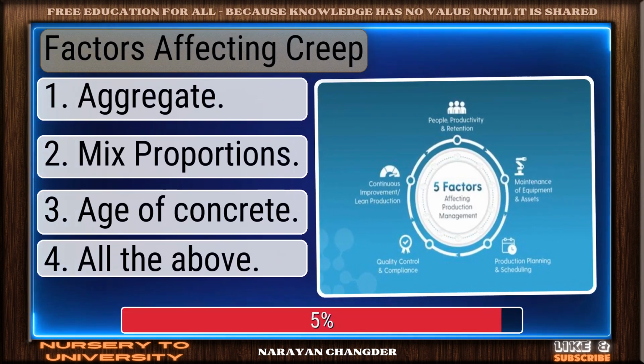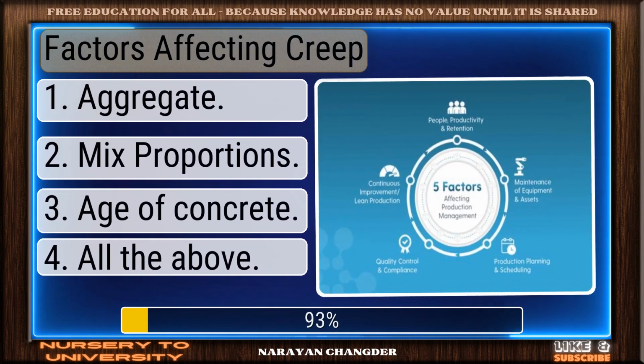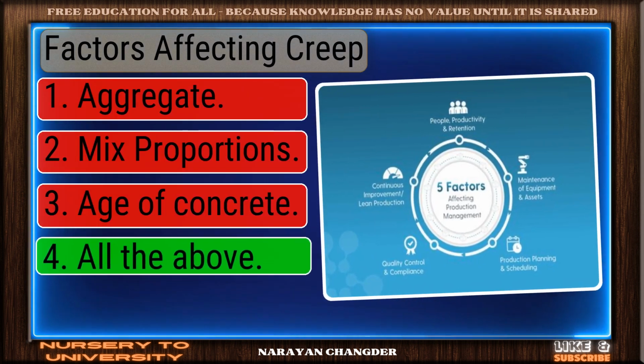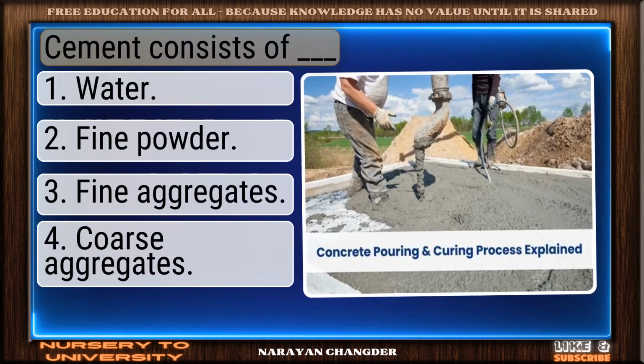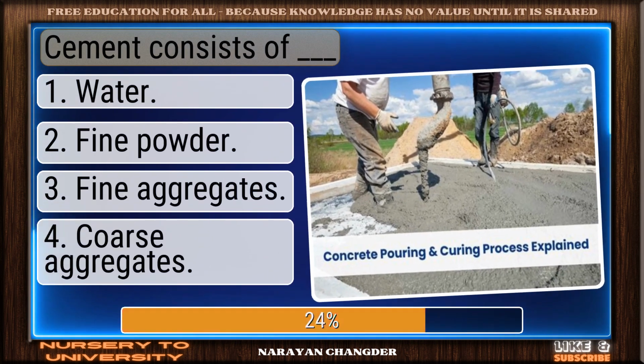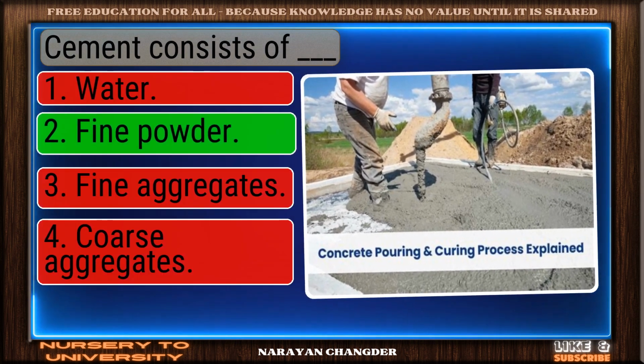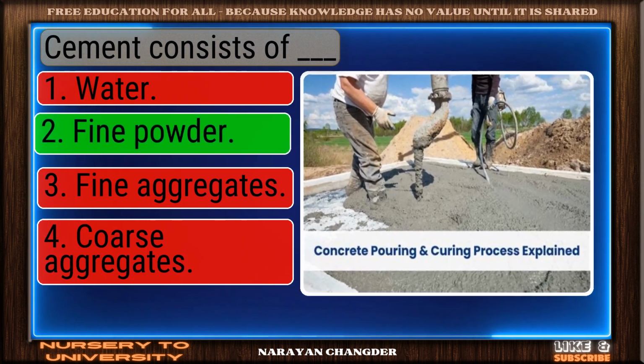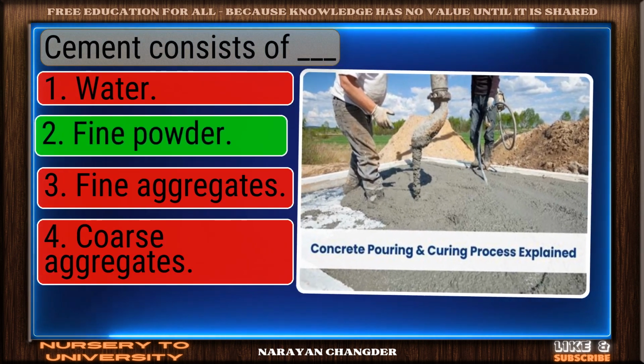Factors affecting creep. You chose all the above, and it is correct. Cement consists of dash. Great thinking. Fine powder is the right choice.